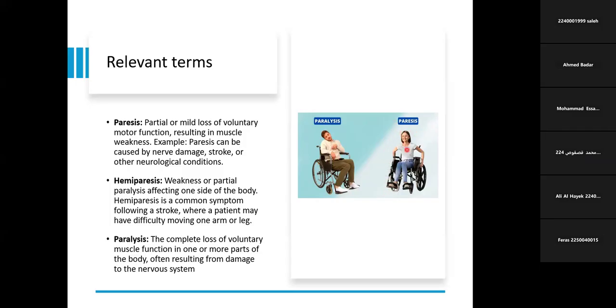Right side of the brain controls the left side of the body. Left side of the brain controls the right side of the body. So this is what we are saying. If one side is weak, we call it hemiparesis. Again, it is common with stroke or cerebrovascular accident, where a patient may have difficulty in moving one arm or the leg. My dears, we come to shalal or paralysis. Complete loss of voluntary muscle function in one or more parts of the body, often resulting from damage to the nervous system. This is the basic difference between paralysis and paresis. Now we go to the explanation of paralysis.